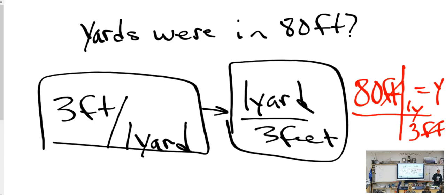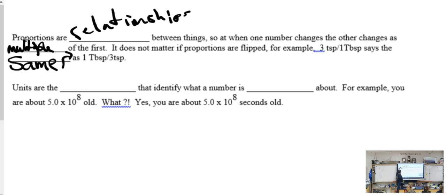You all right with that idea? You don't have to know how to do it exactly now, but that's where we're going. It's a super, not hard process, but it takes some thinking. But anyway, first off, proportions, they're a relationship. When one part changes, the other one changes the same way.